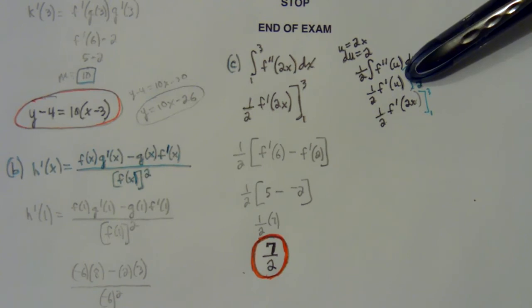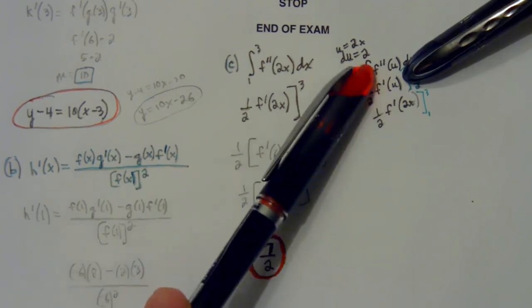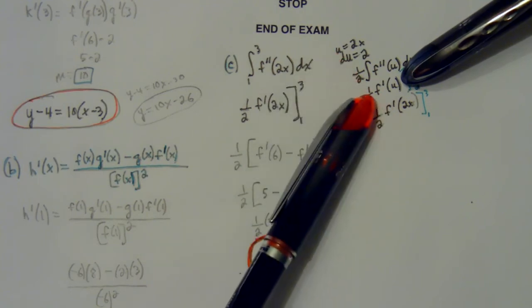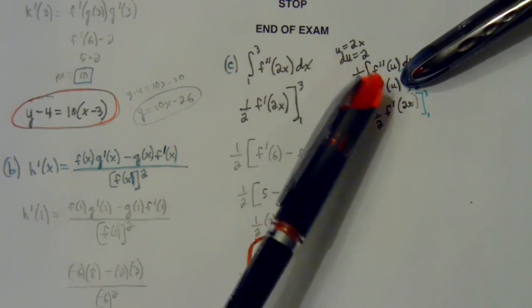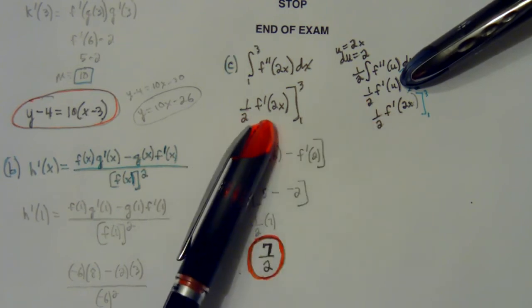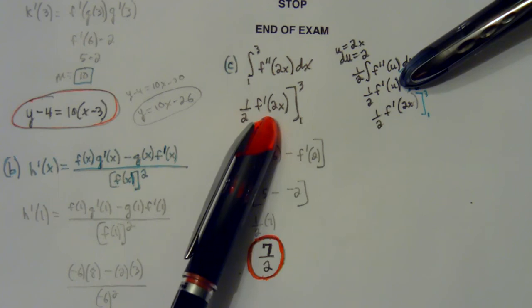I'll talk about that in a second. But see, when you integrate f double prime, you're going to get f prime. You're going to get the first derivative. The 1/2 carries down. You balance that 2 with the 1/2. And then if you plug your x's back in, you get 1/2 f prime of 2x. That's what I got going on right here, 1/2 f prime of the 2x.